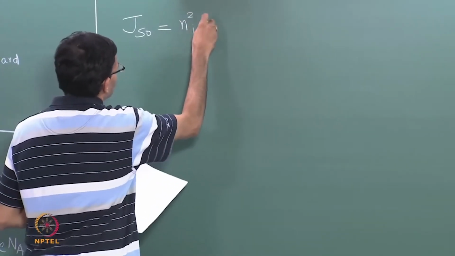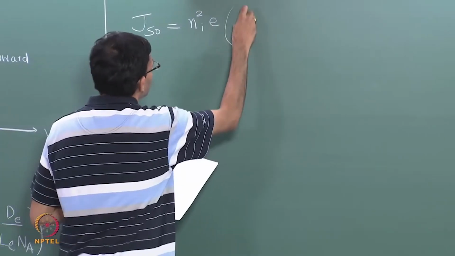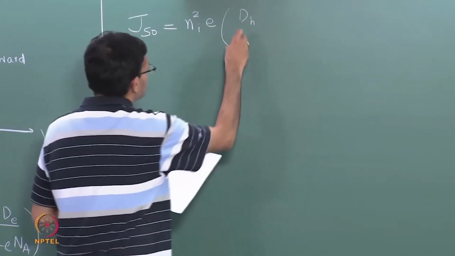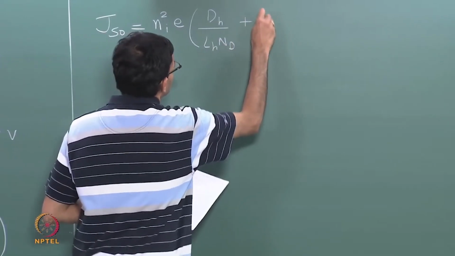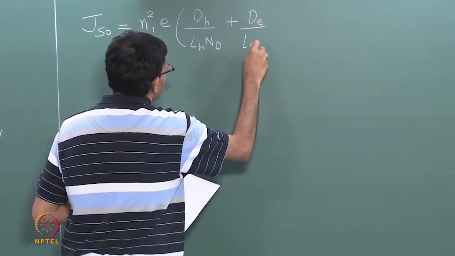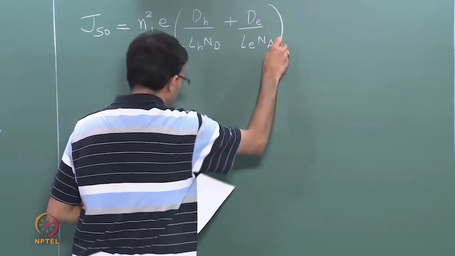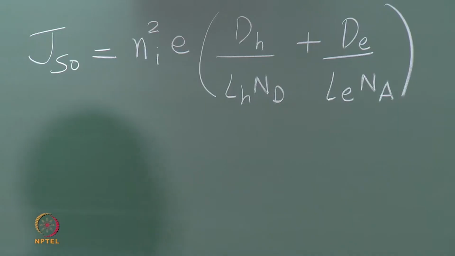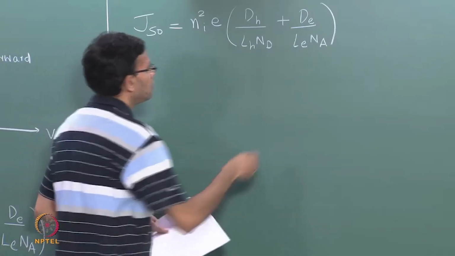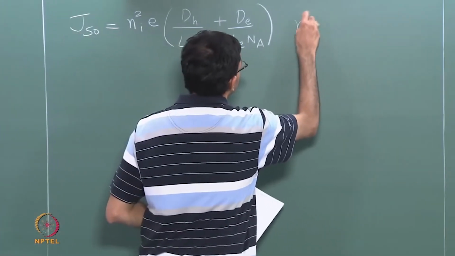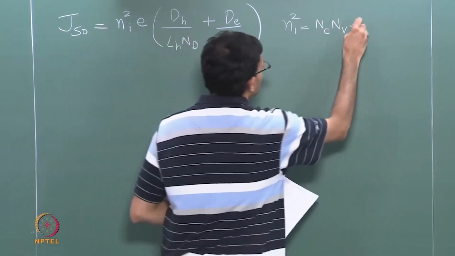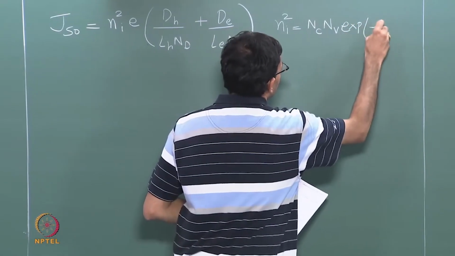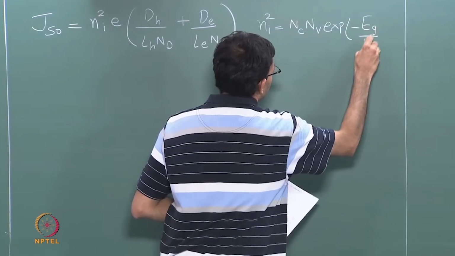Js naught is Ni square over e, dH over LH ND plus dE over LE NA. Now Ni square, which is the intrinsic carrier concentration, is a material property. We know that Ni square is nothing but Nc Nv exponential minus Eg over kT.